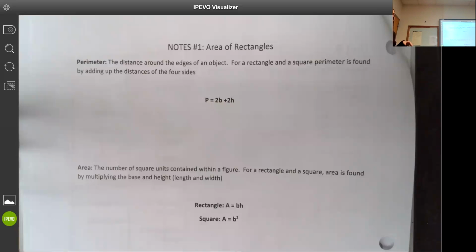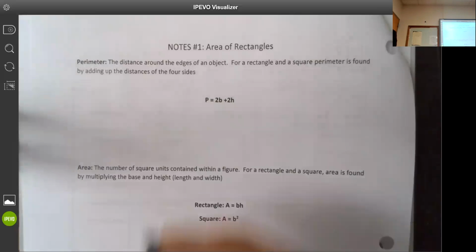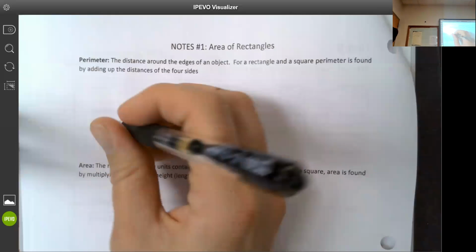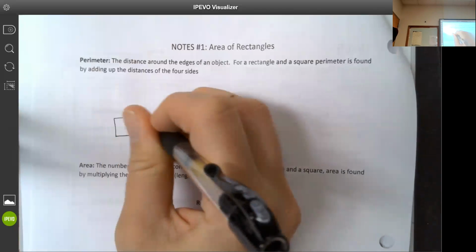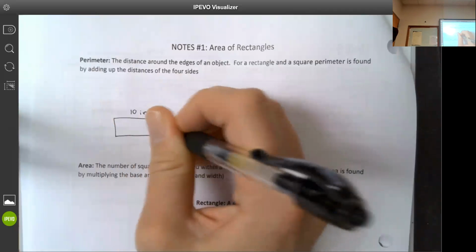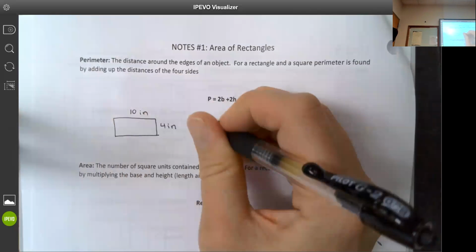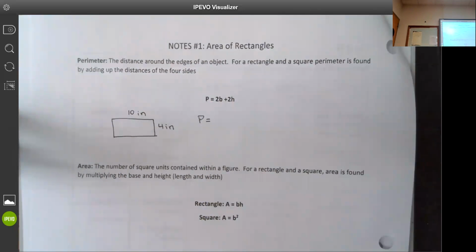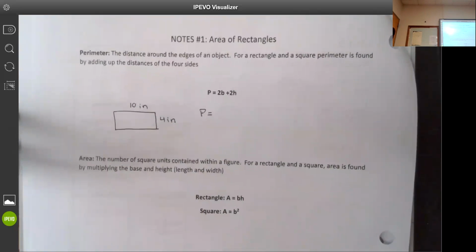We're going to look at area and perimeter a little bit different than the traditional way. So the traditional way is what we did in our warm-up. So if I have a rectangle and it's 10 inches by 4 inches, let's say, there are 2 ways that I can find perimeter for a rectangle or a square.